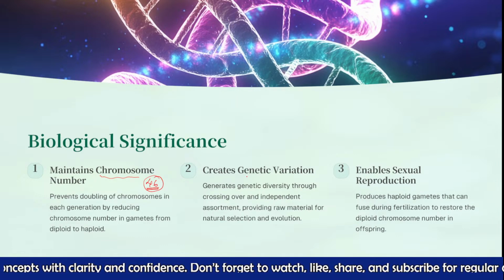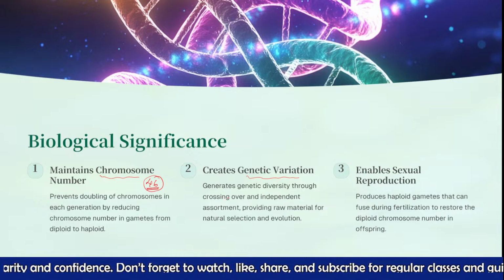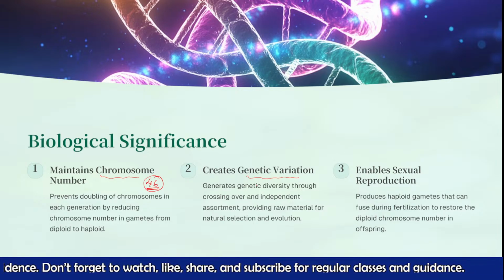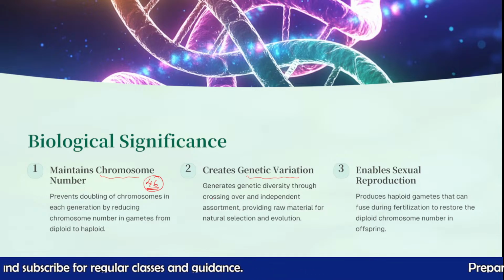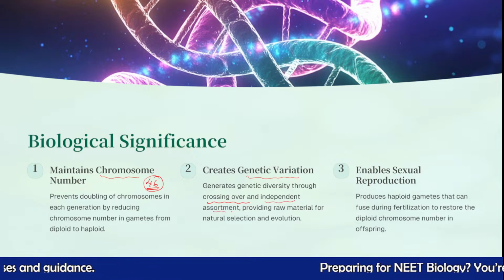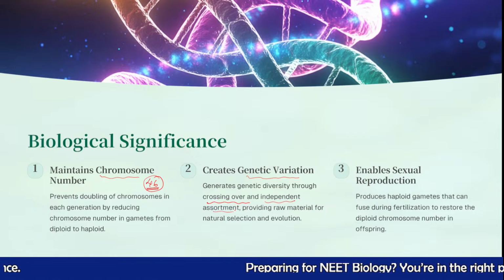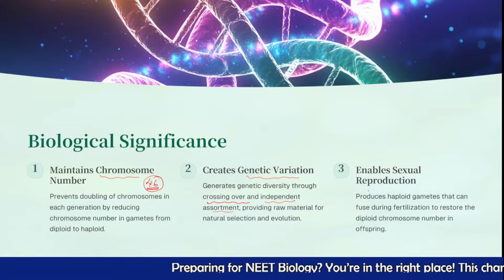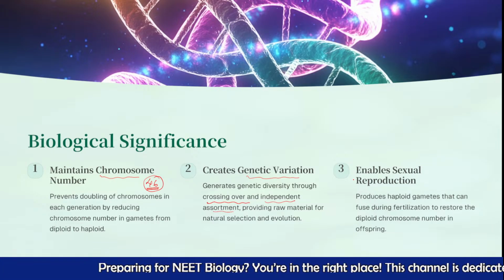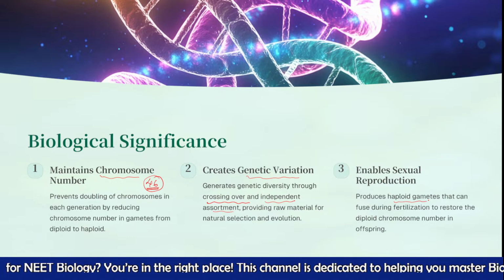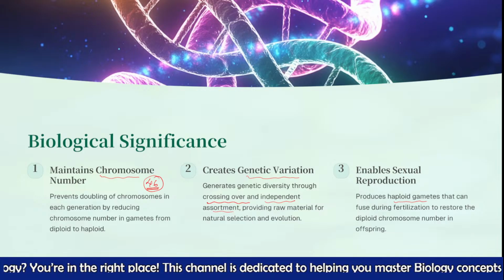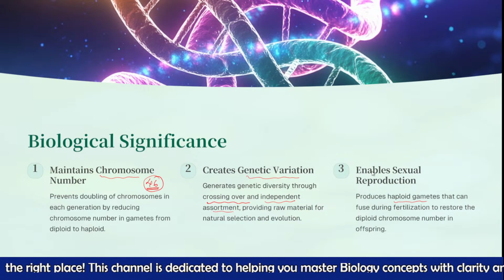Another significance is that it creates genetic variations. Genetic variations in the genetic constituent or in the genes cause new characters and all. That is due to meiosis, specifically the crossing over and independent assortment, that we will discuss in the coming part, right? Then it enables sexual reproduction. So in sexually reproducing organisms, the formation of the haploid gametes is through meiosis. So these are the significance of meiosis.